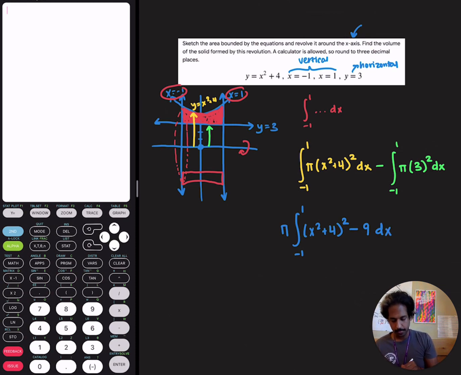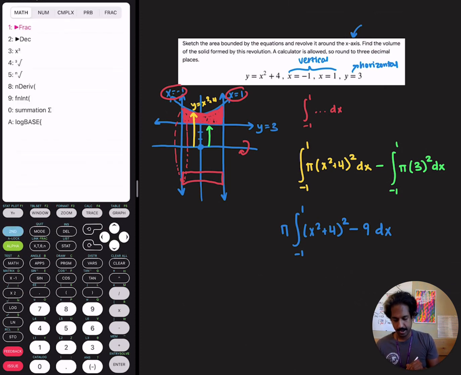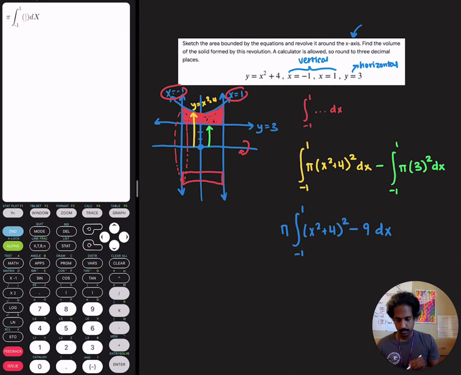So first I put in my pi, so second pi. Math 9 to get my integral. My bounds are from negative 1 to 1. And then first I'm going to put in parentheses this x squared plus 4. Close, and then square that, right? So now I have x squared plus 4 squared, and then minus 9. All right. We're going to enter, and we see that the volume will end up being 61.994.